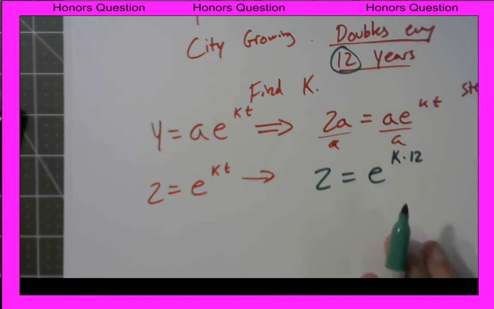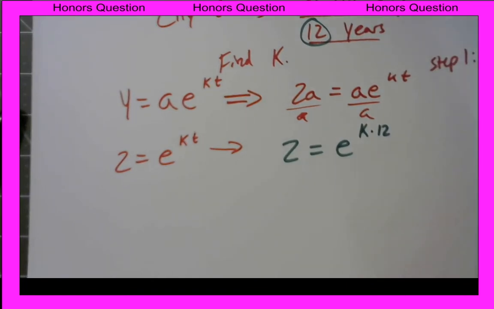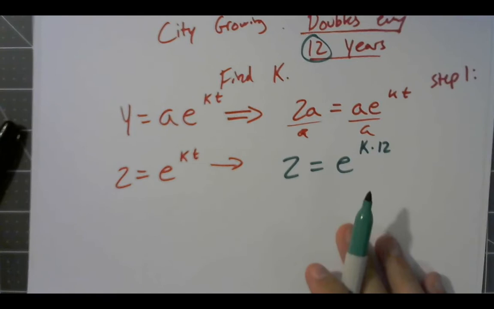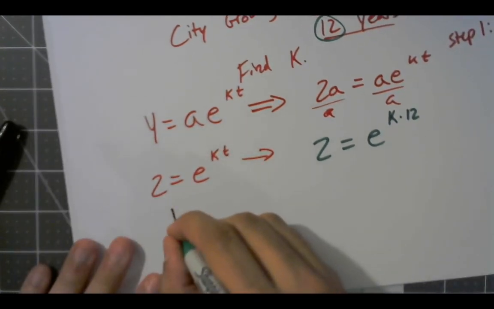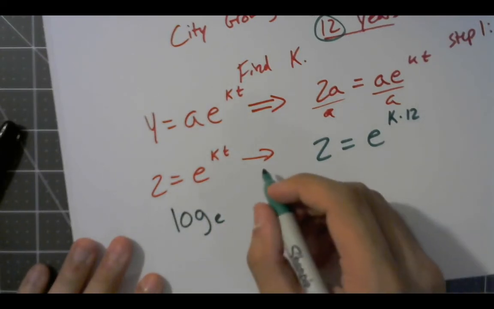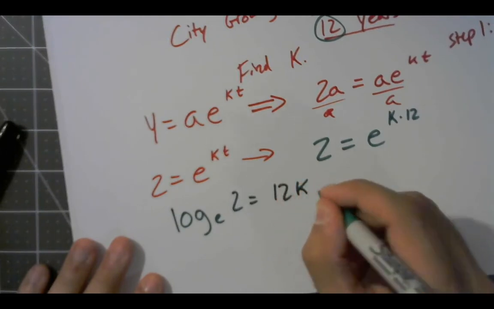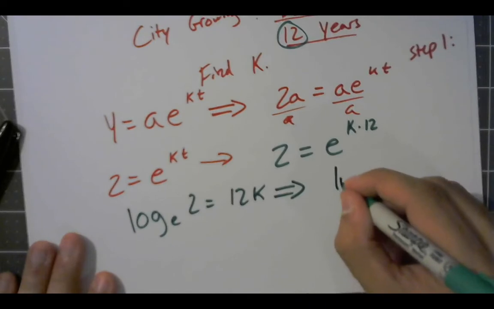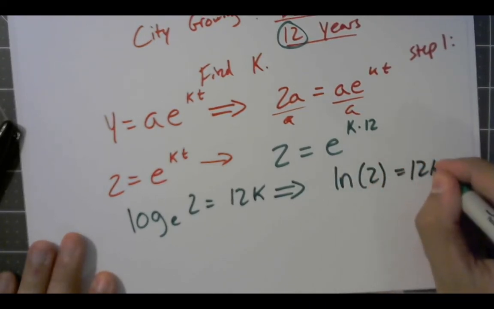And now we have a problem, a classic logarithmic problem. So if you're on level, this would be a good time to pay attention. How do I solve this? What we're going to do is I'm going to rewrite this as log e. E to what power is 2? Well, that power is 12k. But remember, we don't write log e. So I'm going to write it as ln 2 equals 12k.